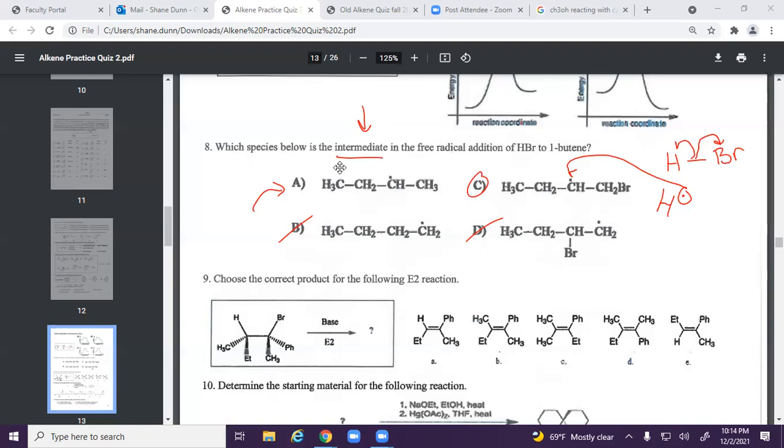Which is kind of stupid, because you can also technically argue A is 2, right? But bromine likes to attach to primary carbons instead of tertiary, or sorry, secondary, because when it breaks off, yeah.